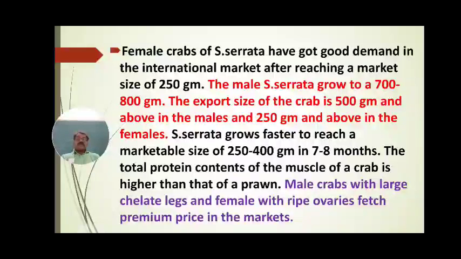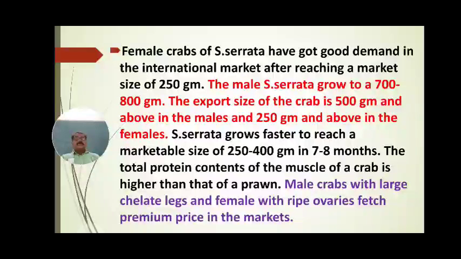Scylla cirrhata grows faster to reach a marketable size of 250 to 400 gram in 7 to 8 months. The total protein content of the muscle of the crab is higher than that of prawn.